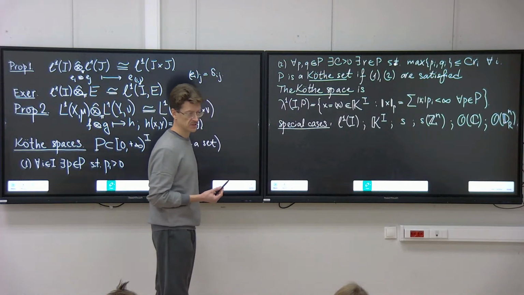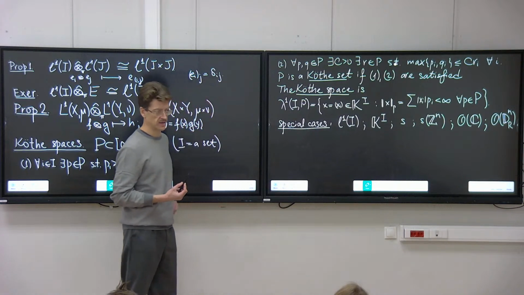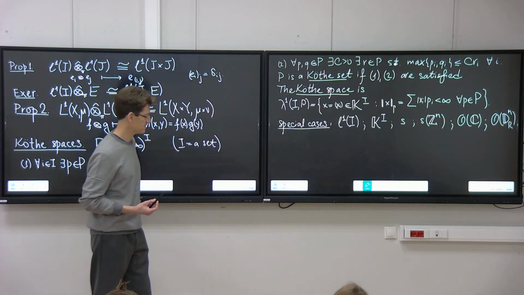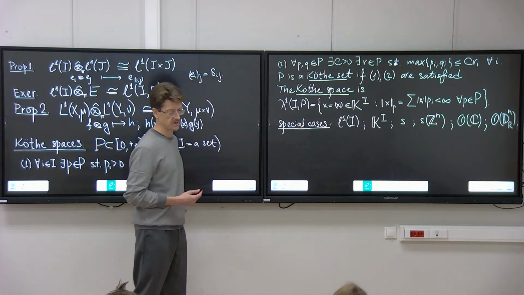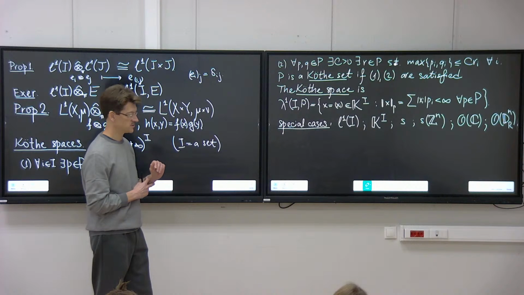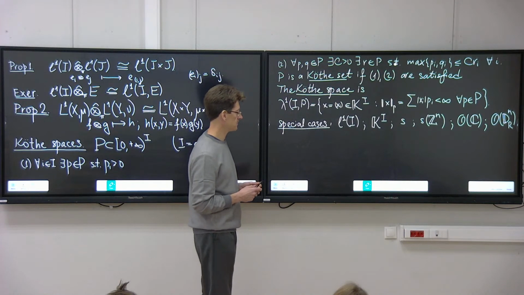they are very concrete and handy. In some sense, we can easily do concrete calculations with Curtis spaces. And the third reason is that Curtis spaces are often used as a source of various counterexamples in the theory of topological vector spaces.